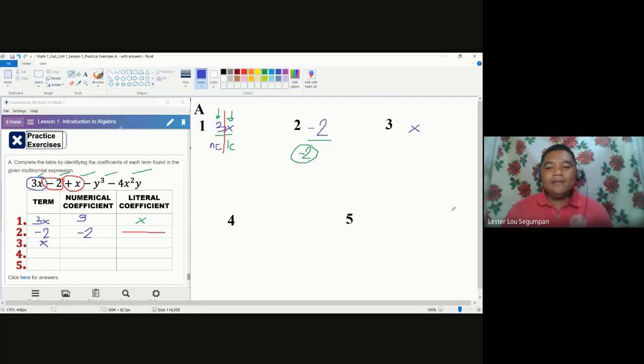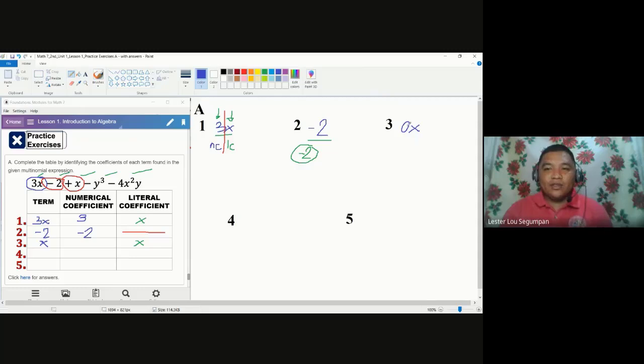Now let's determine the numerical coefficient. Well, you might say there's no numerical coefficient here, because I only see a variable. So we are sure that x is our literal coefficient, because there are no other variables here. But how about the numerical coefficient? If you say there's none, then definitely you're saying 0. Well, let's say we write here 0.